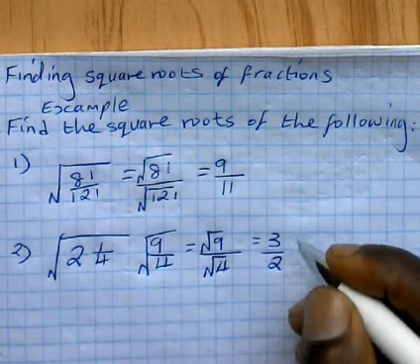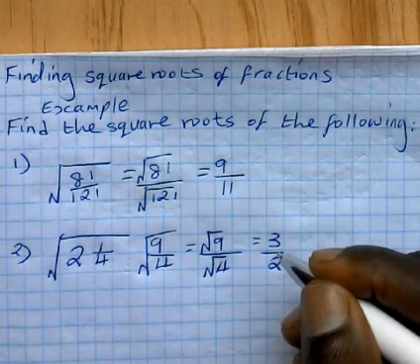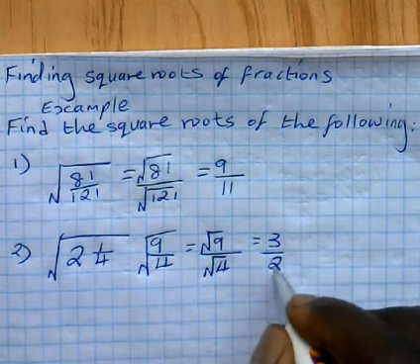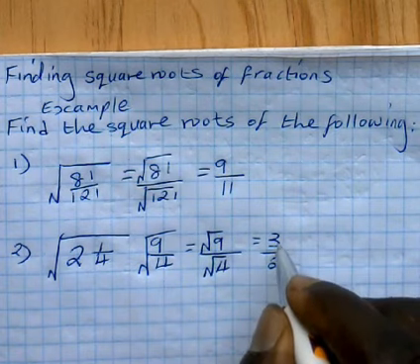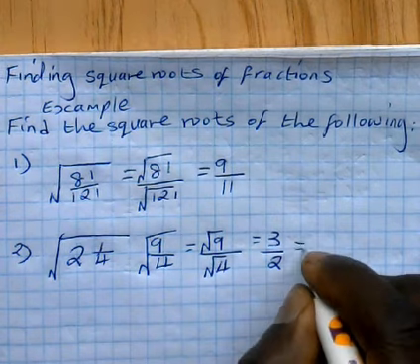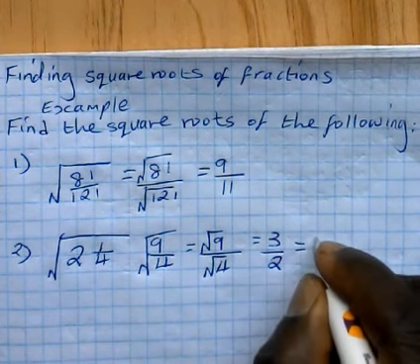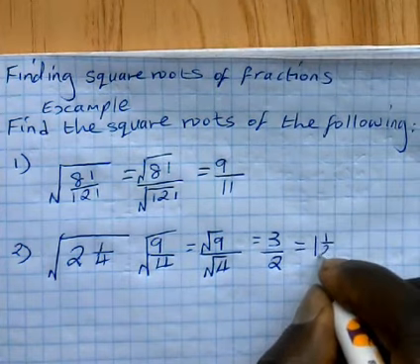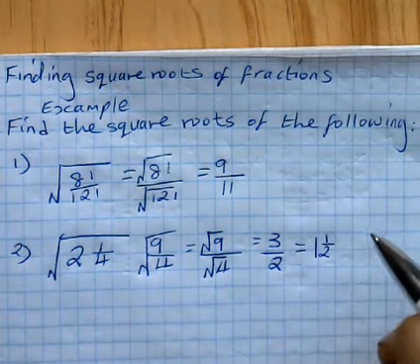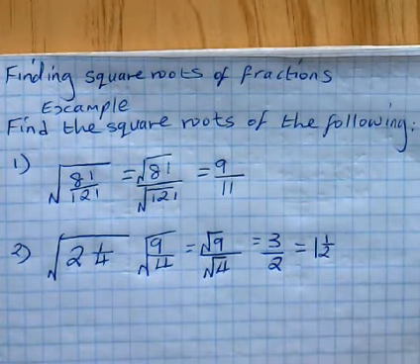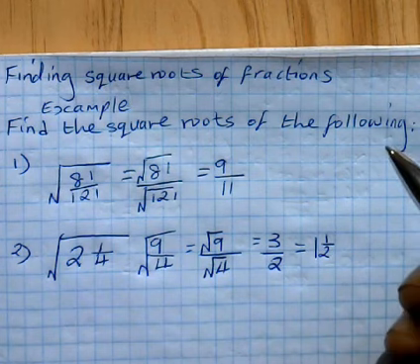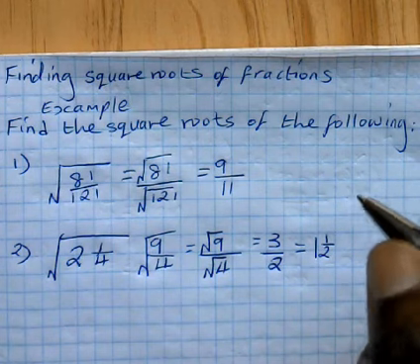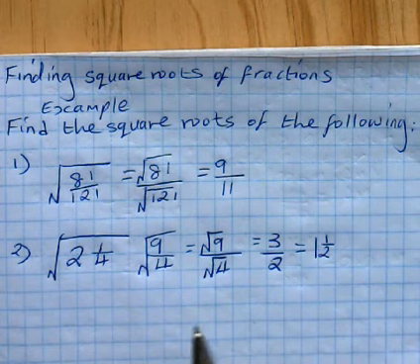And you cannot leave it like that. Let us write it as a mixed number, because the denominator is smaller than the numerator. Therefore, how many times will 2 go into 3? It will go 1 time, remainder 1 over 2. Therefore the square root of 2 whole 1 over 4 is 1 whole and a half, 1 and a half, or 1.5. It is the same.